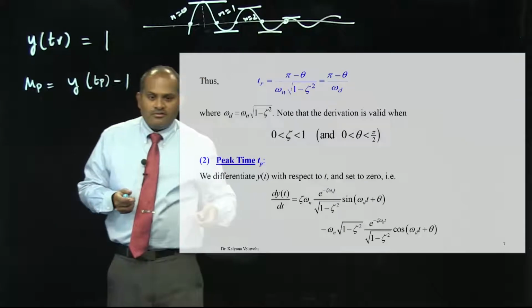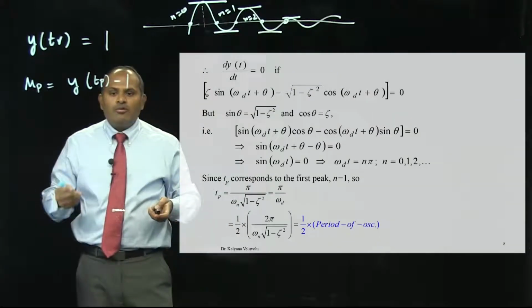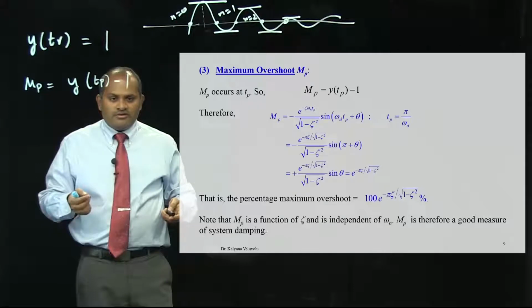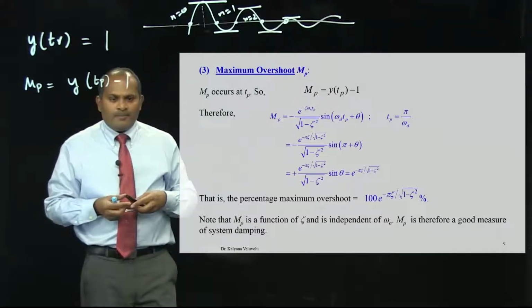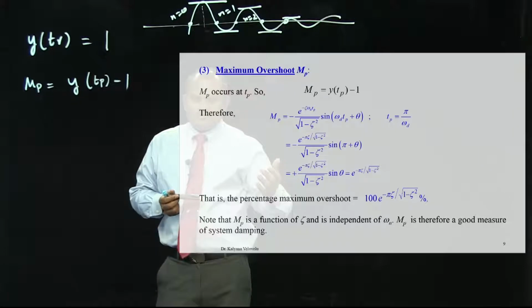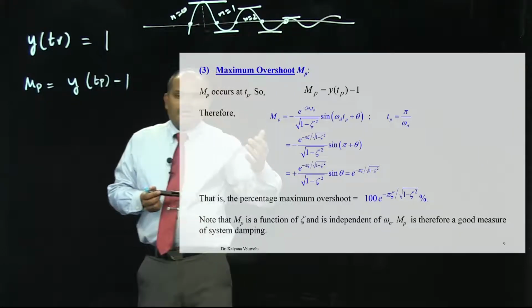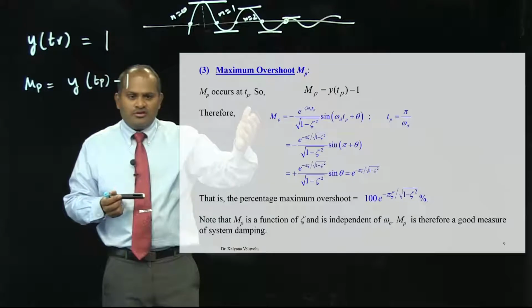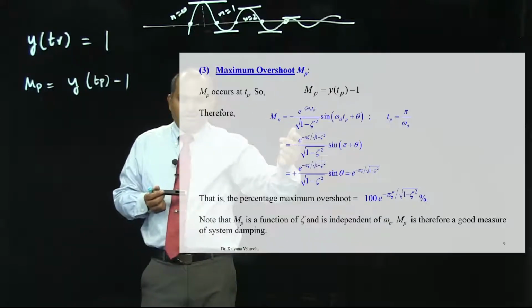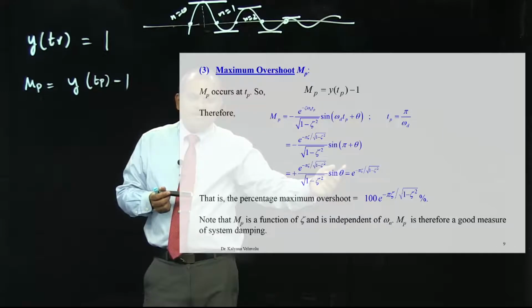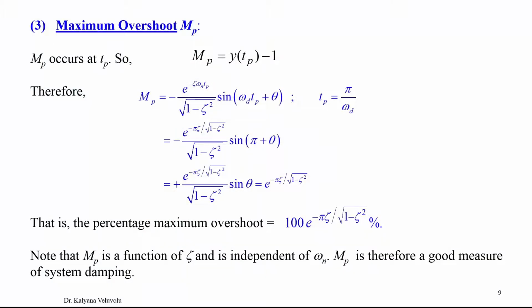Since we already found y of Tp, we substitute. The maximum overshoot we can get in a similar way, and we can expand this expression. Once you do the simple evaluation of y of Tp minus 1 and substitute the value, we finally get a simple expression: e power minus pi eta by square root of 1 minus eta square. So, this is called the percentage maximum overshoot. Overshoots are generally represented as a percentage.